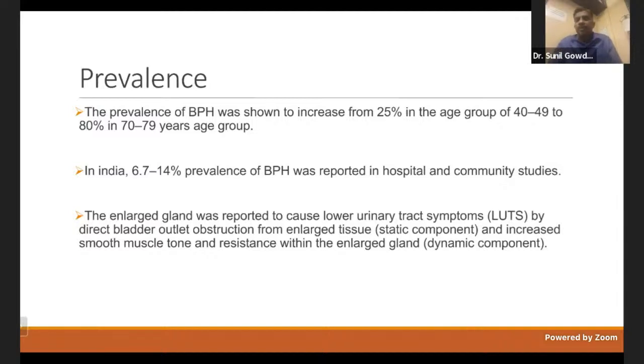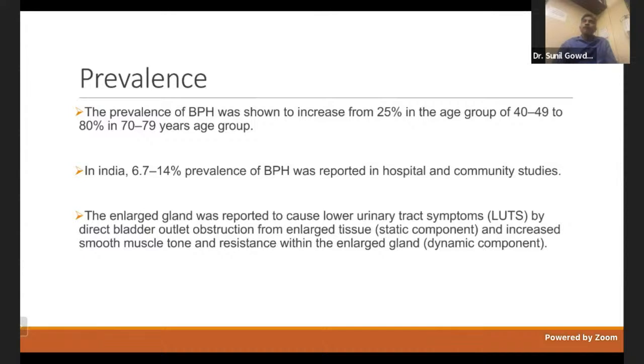Moving on to the prevalence of BPH, one important thing to know is that BPH is a disease of the older age group. As the age advances, the prevalence of BPH also increases. If you consider people between 40 to 49 years of age, about 25% would have developed BPH. Whereas if you take the 70 to 79 year age group, about 80% of the population will have benign prostatic hyperplasia.